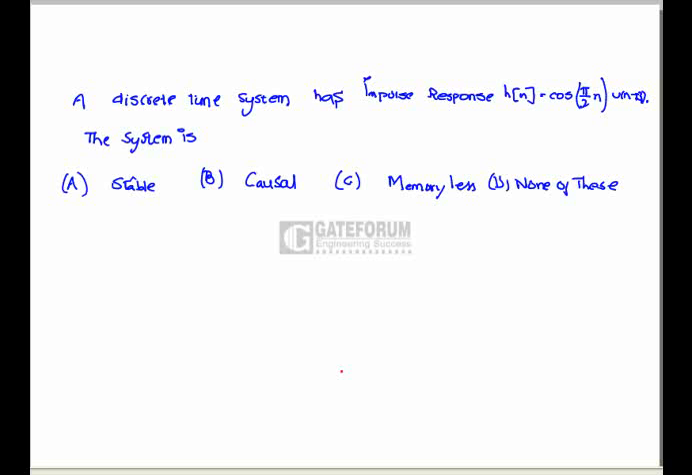A discrete time system has an impulse response h of n. Statement A: the system is stable. If we check the stability condition for the given h of n, it has to be absolutely summable, meaning the summation of |h of n| must be less than infinity. Here h of n is not equal to 0 for n greater than or equal to minus 3, whereas it is 0 for n less than minus 3.